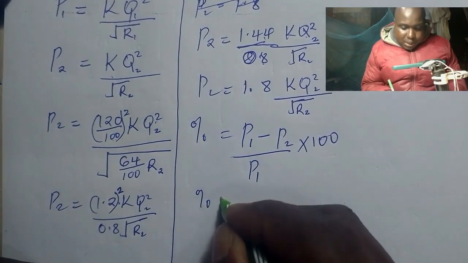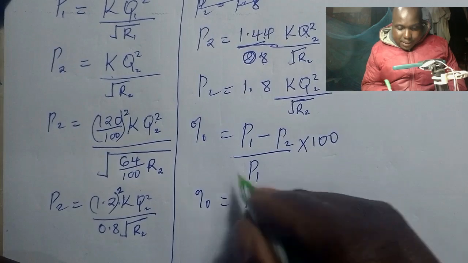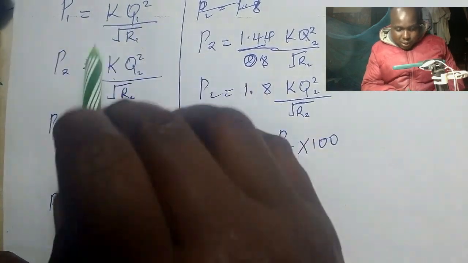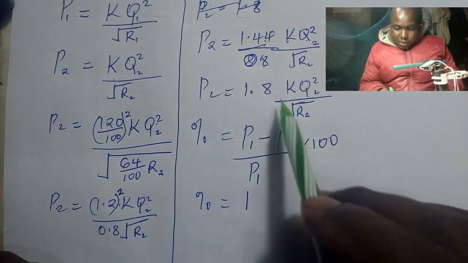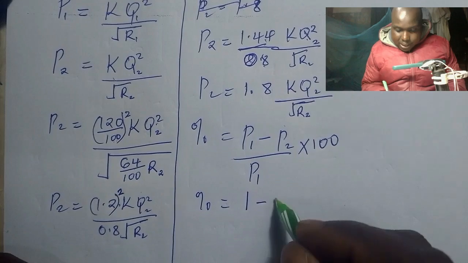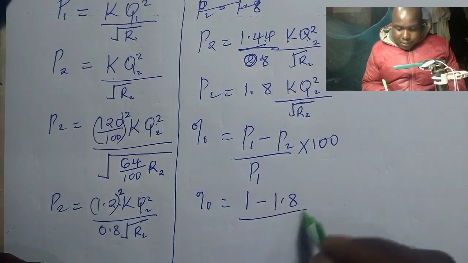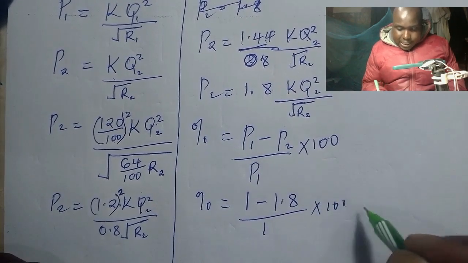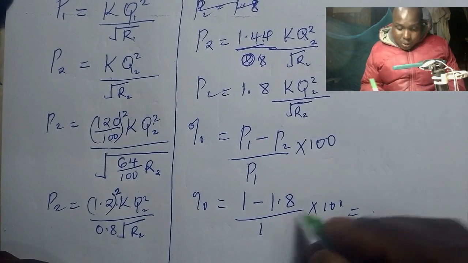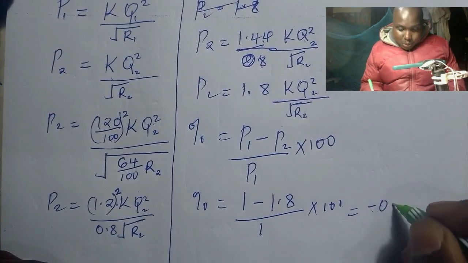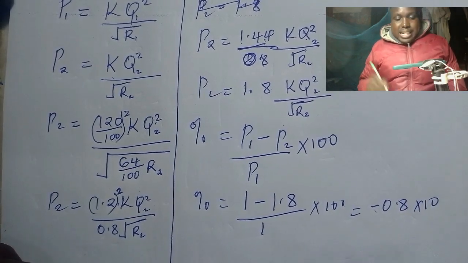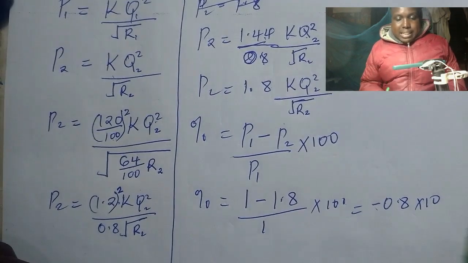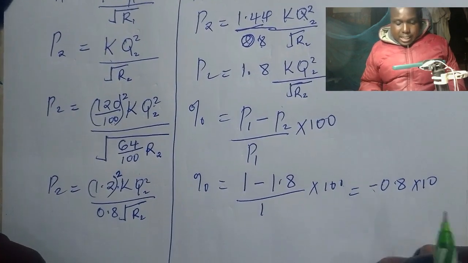So percentage now is equal to: the coefficient for P1 is 1, and here the coefficient is 1.8. So 1 minus 1.8, divided by 1, times 100. So you find that this one is negative 0.8 times 100. When it is negative, it means it was a decrease.